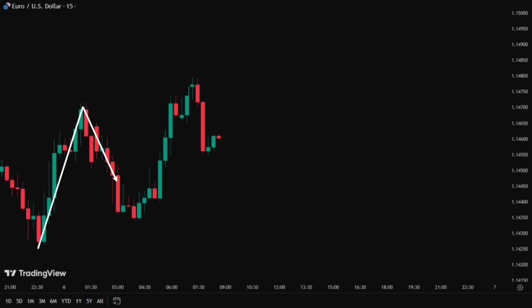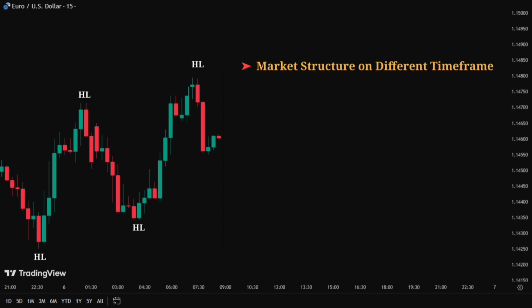One of the most important things to understand about market structure is that it exists on every time frame simultaneously.